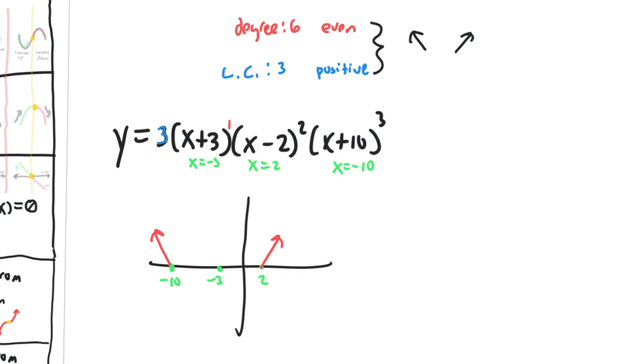There is still the question about what the graph is doing in between, and that's when you really have to pay attention to the degree of each factor, not just the degree of the whole thing, and whether or not the degree of the factor in question is odd or even. Anytime you have a factor with an odd degree, the graph goes through the x-axis at the zero associated with that factor. So since the degree here is odd, the graph is going through the x-axis at x equals -10.